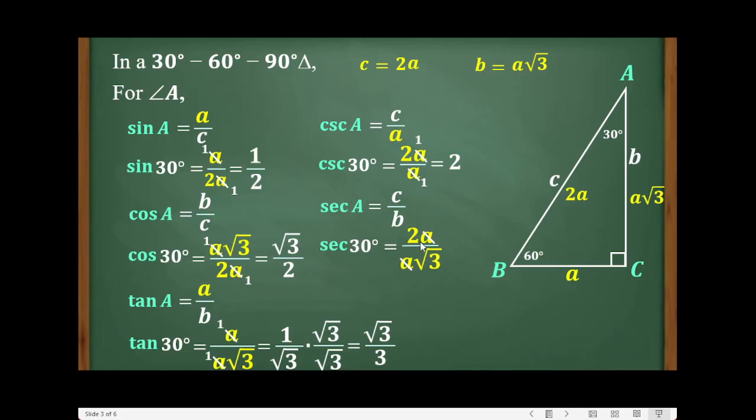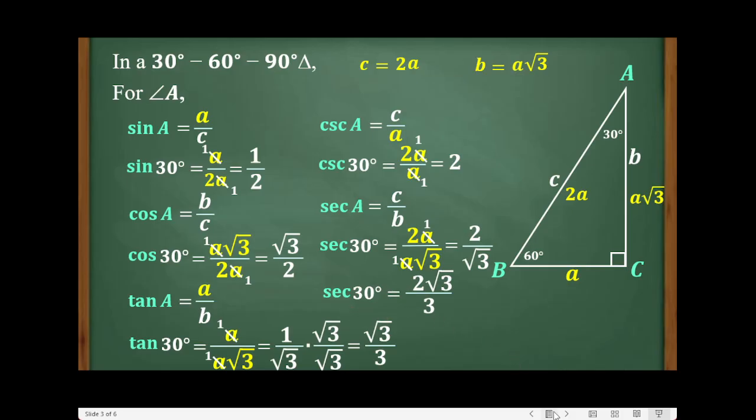And what will remain from here is what? A fraction, which is 2 over square root of 3. Again, this is a fraction which is not simplified simply because there is a radical sign in the denominator. So we need to rationalize the denominator of this resulting fraction. And what will be the simplest form or the simplified form of this resulting fraction? 2 square root of 3 over 3, which is the equivalent of secant 30 degrees.